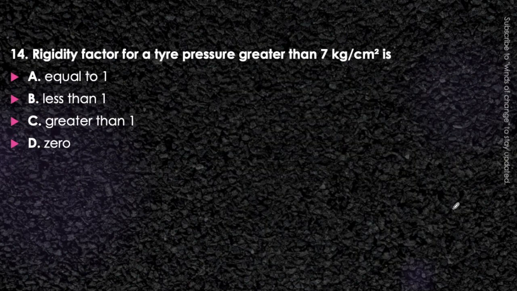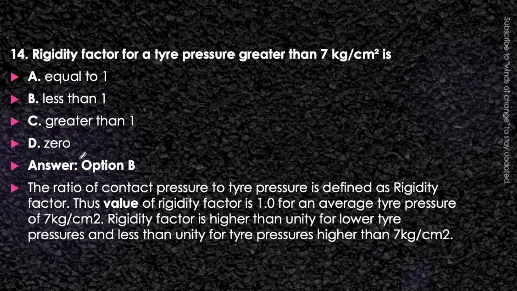Next question. Rigidity factor for a tire pressure greater than 7 kg per centimeter square is equal to 1, less than 1, greater than 1 or 0. Think about it. What is rigidity factor? I have explained about rigidity factor in the video of pavement design. You can go to that video from the link given in the description box. Rigidity factor for a tire pressure greater than 7 kg per centimeter square is less than 1.